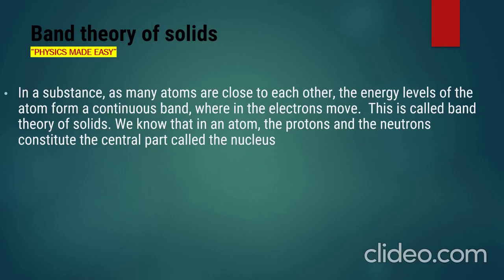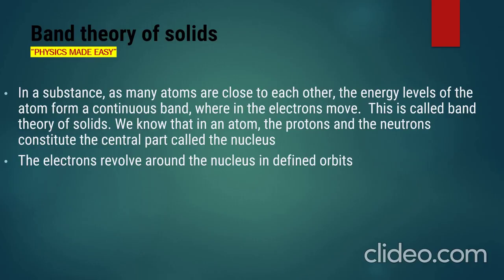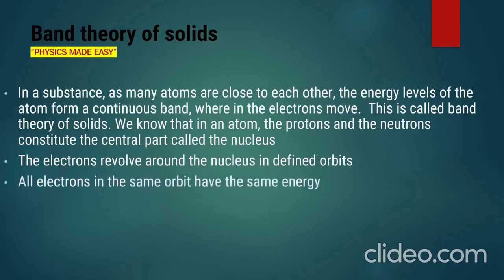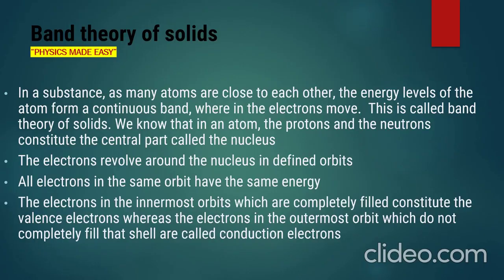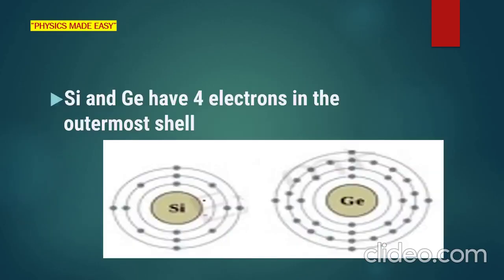We know that in an atom, the protons and the neutrons take part in the center of the atom, which is called the nucleus. The electrons revolve around the nucleus in definite orbits, and all electrons in the same orbit have the same energy. The electrons in the innermost orbit, which are completely filled, are the valence electrons, whereas the electrons in the outermost orbit, which do not completely fill that shell, are called conduction electrons. We can consider an example of silicon and germanium, as they have 4 electrons in the outermost shell.